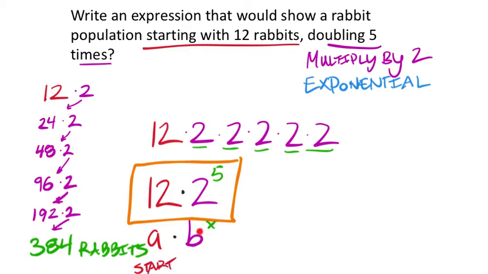Okay, a is the value that you start with, and then b is the base. The base is the number you're repeatedly multiplying by. X is how many times you did it. So we started with 12 rabbits. We doubled it 5 times. That's what this expression right here is telling us. I usually like to show this with y equals, just to make it an equation, but they didn't want an equation, they wanted an expression, so I gotta keep it like this.